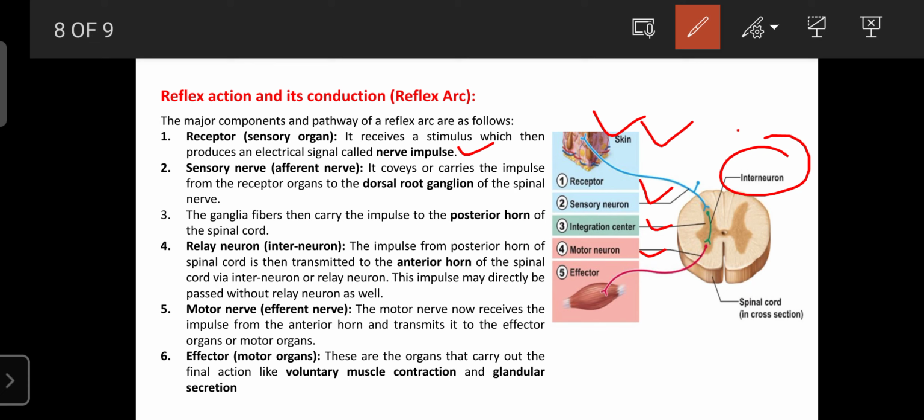But the only difference is in monosynaptic reflexes, where the integration center is not present. There are only the receptor, sensory neuron, motor neuron and effector organ: only four components. In the case of polysynaptic reflexes, the additional component, the integration center, is present. But in both cases the defensive function occurs, and those are known as reflex actions.